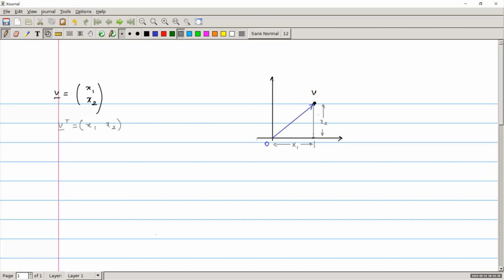A transpose simply makes a column arrangement into a row arrangement. It doesn't change the order. You don't mess with the order. We read top to bottom, left to right, but the order doesn't change. x1 is the first element, x2 is the second element, same story. And to denote it, we just write this little t on top. Now you could do this with vectors with 3 coordinates, 4 coordinates, any number of coordinates.